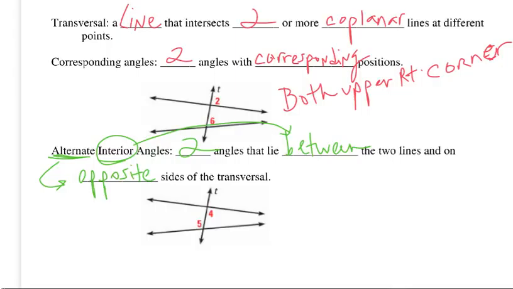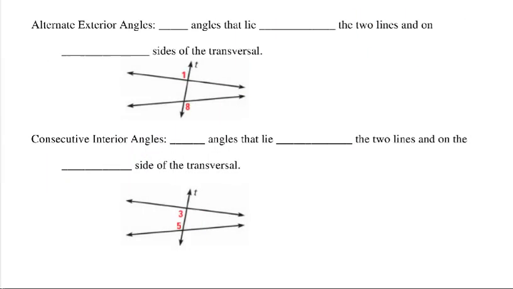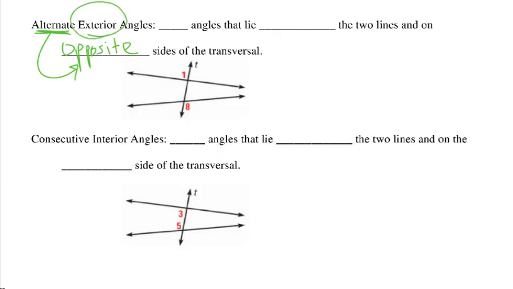Similar to the last one, alternate means that they're on opposite sides of the transversal. And then the exterior tells us that they are going to be on the outside, so not between the two lines drawn, but they're going to be on the outside portion of them.